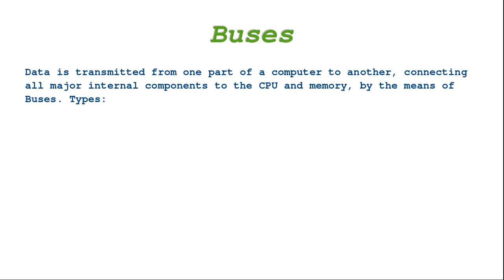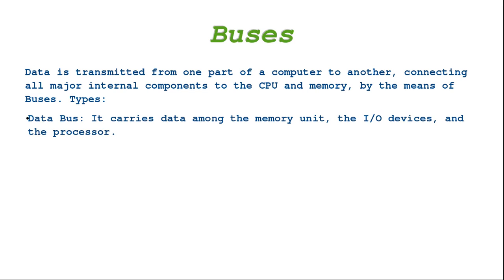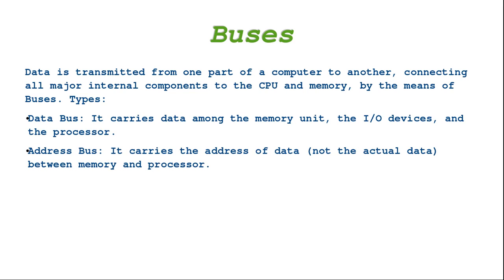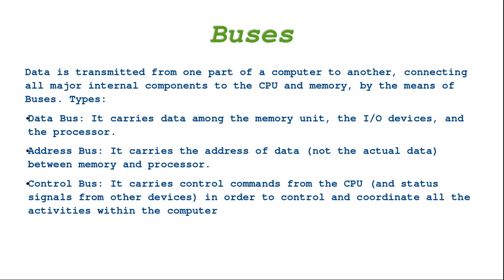Buses. Data is transmitted from one part of the computer to another, connecting all major internal components to the CPU and main memory by means of buses. There are basically three types of buses. First one is the data bus. It carries data among the memory unit, the input output devices and the processor. Second one is the address bus. It carries the address of data, not the actual data, between the memory and the processor. Control bus. It carries control commands from the CPU and status signals from other devices in order to control and coordinate all the activities within the computer.